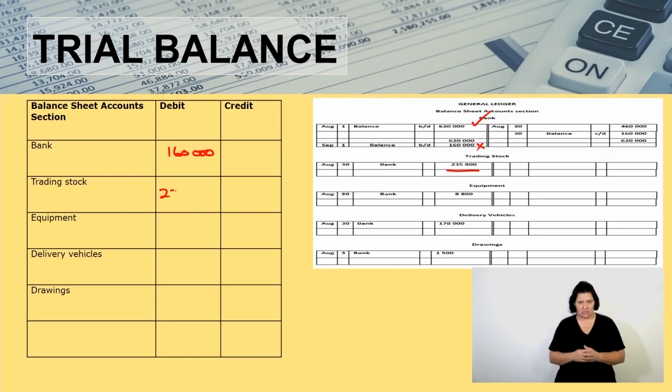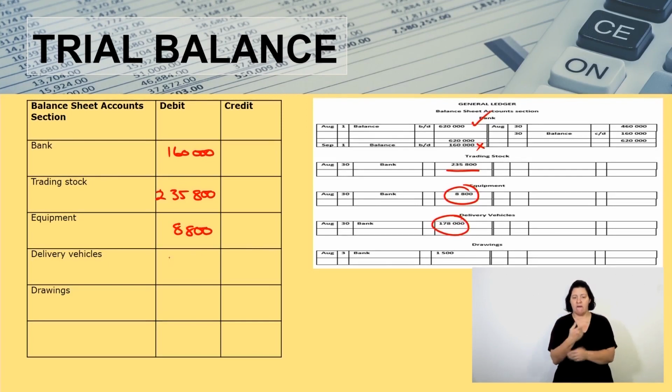When I come to trading stock, I have 235,800. That is your 235,800. Your equipment, you remember we purchased equipment of 8,800, and we also bought a new delivery vehicle for 100,000. 178,000. Don't forget the drawings of 1,500. Okay, so this is on the balance sheet account section.